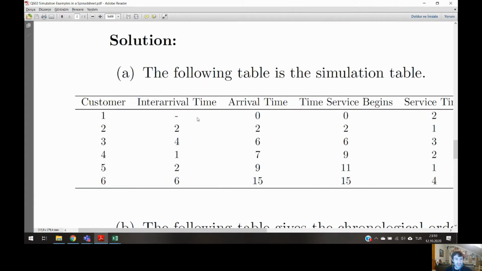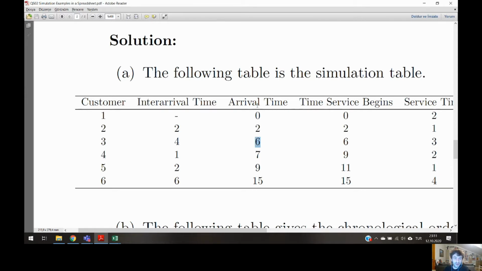And we have customers here, and the inter-arrival times are just pulled from the table given in the question. Based on these inter-arrival times, I can calculate the arrival time of each customer, starting from time 0, which is the observation starting time. My first customer is going to arrive at time 0, and the second customer will arrive at time 2, at the end of the second minute. And the third customer is going to arrive at the end of the 6th minute, because there will be 4 minutes after the arrival of the second customer.